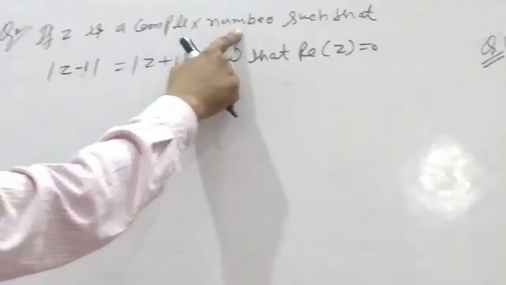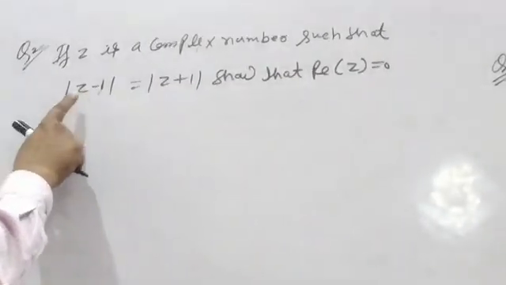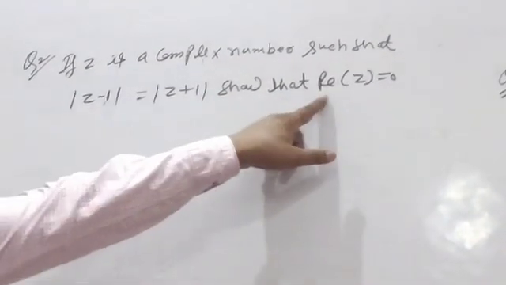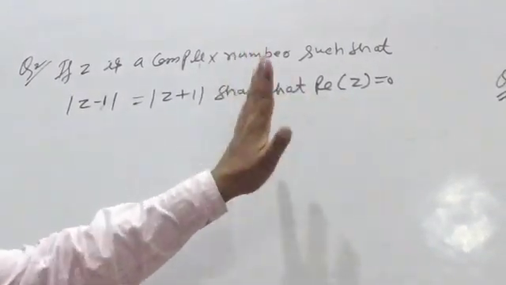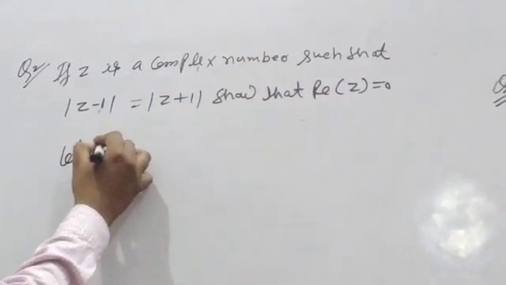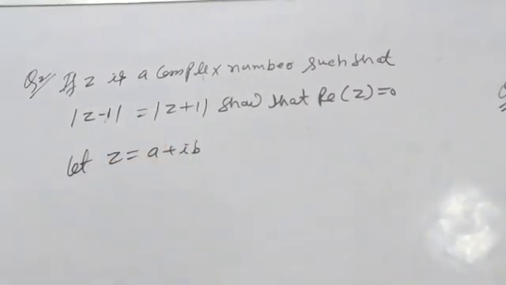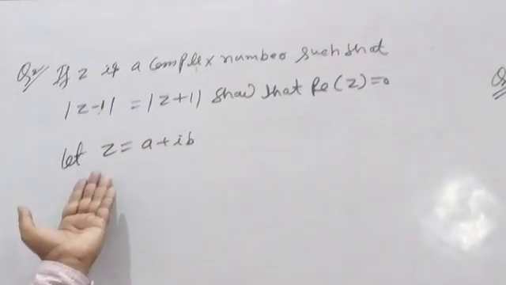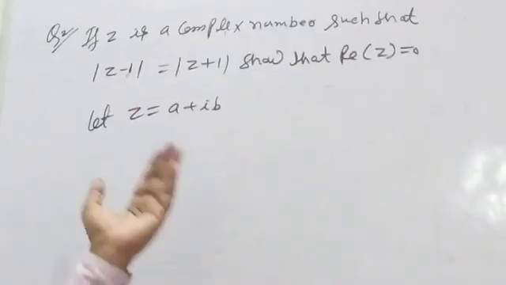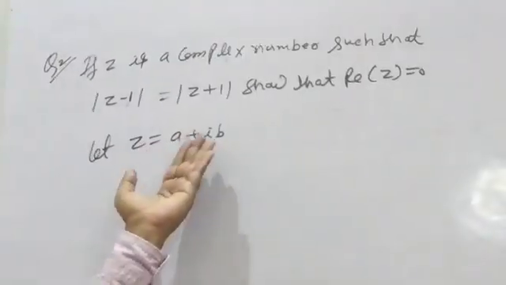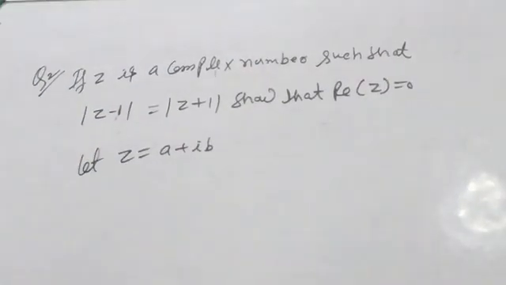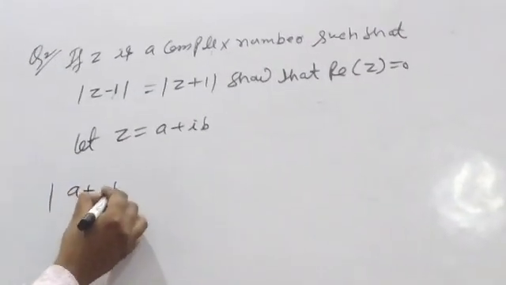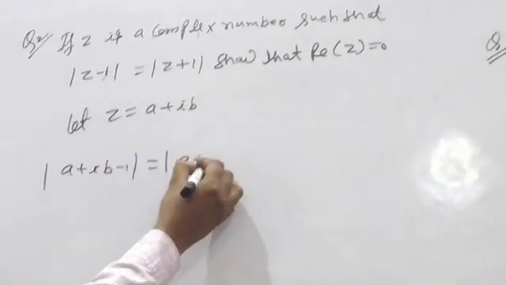If z is a complex number such that mod of z minus 1 is equal to mod of z plus 1, then you have to show that the real part of the complex number is equal to 0. Clear? Now here let z be equal to a plus ib, meaning we can suppose any complex number. It is not compulsory to take z equal to a plus ib. You can take z equal to a minus ib, 2 plus iy, any numbers you can take, but this is simple for you.